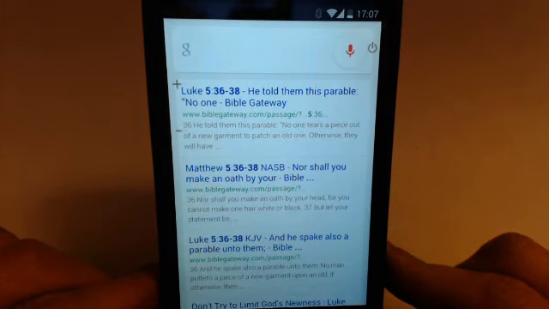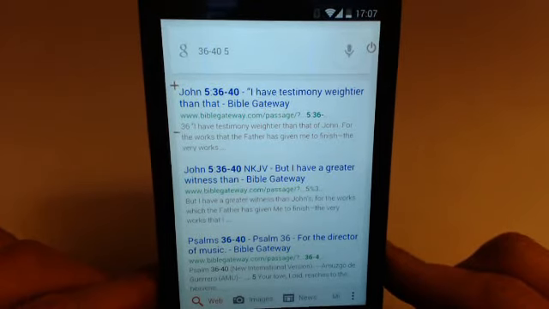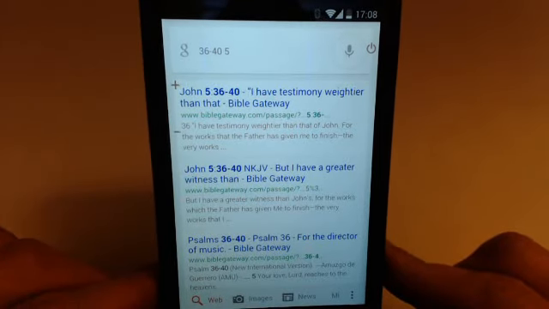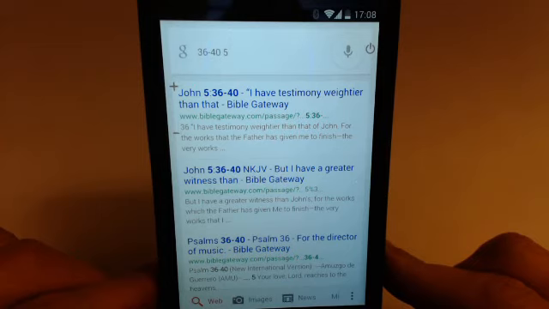Okay, Google. 36 minus 5. Yeah, I could go on and on. Basically, this bit's a little bit crap and it doesn't work. So, Google, sort it out and pull your finger out, will you?